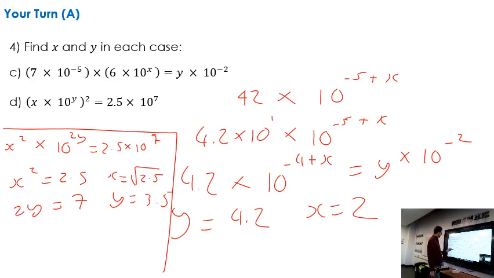Okay, so do use your calculator. I do actually have the calculator here available. So we can make an approximation, a square root of 2.5. Okay, so here x is equal to 1.58 to 2 dp, and y is equal to 3.5.